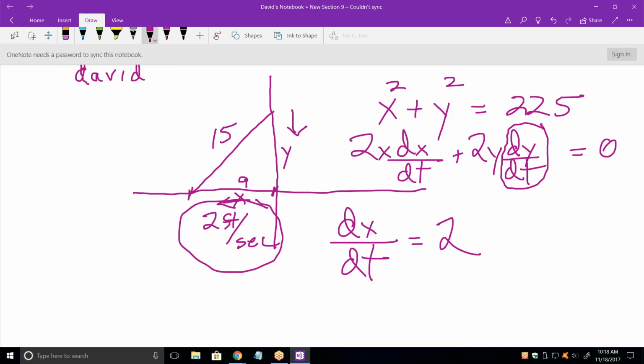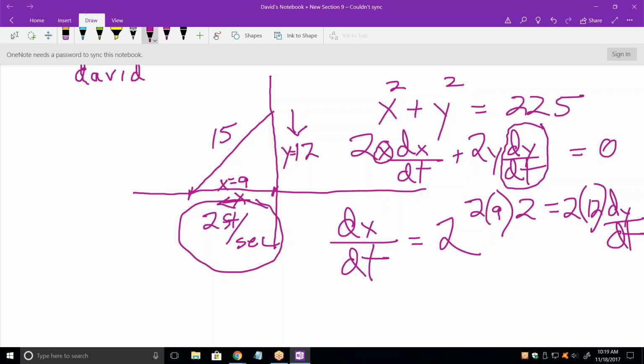And we can now solve all of this. In other words, we're going to do it when x is 9. And when x is 9, y is going to be 12. In other words, we're going to measure it at that moment in time. Solve for it at that moment in time. So if I do the math here, I get 2 times 9 times dx/dt equals 2 times 12 dy/dt.